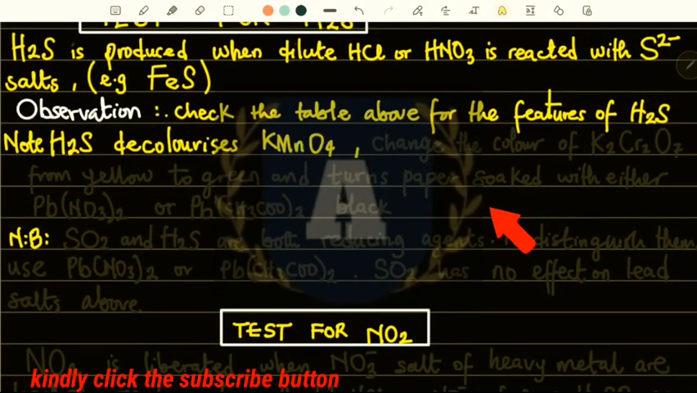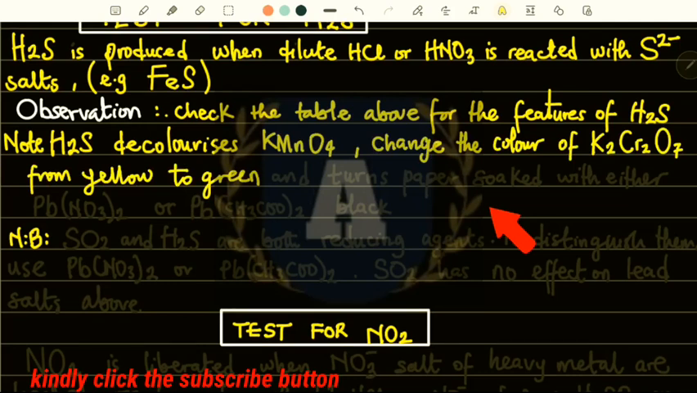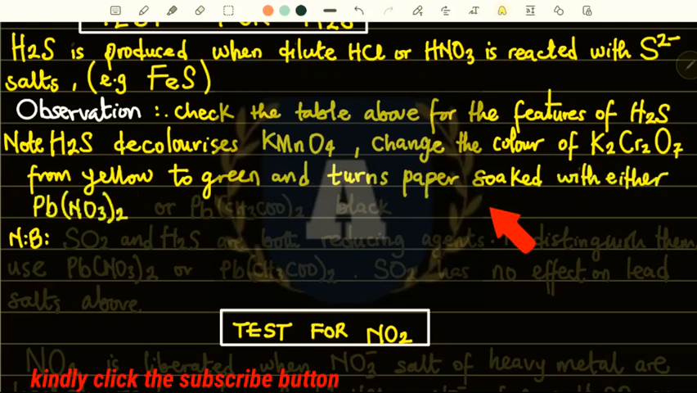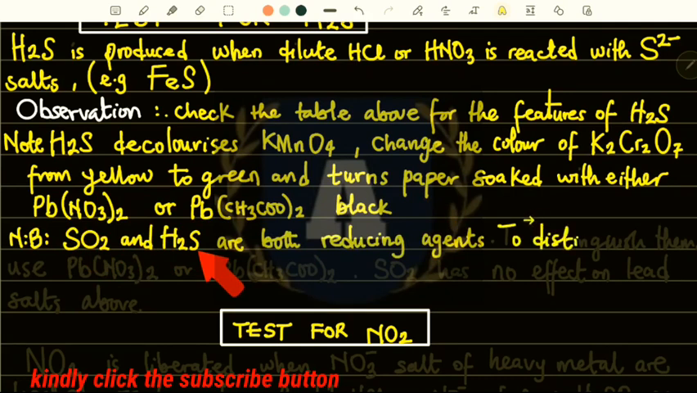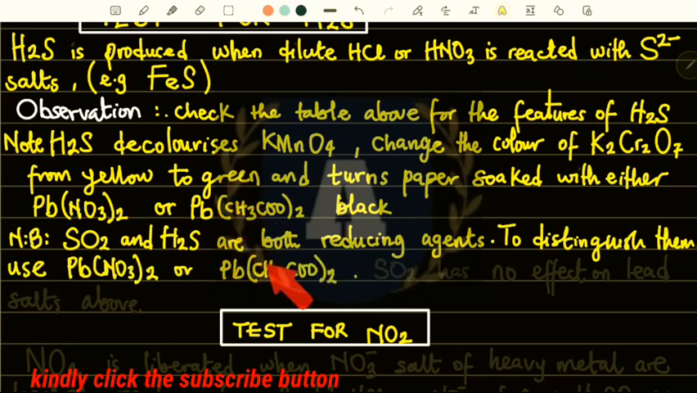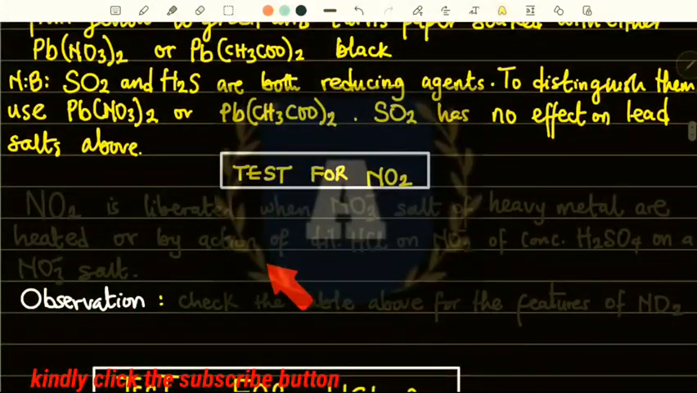Now, a further notice about hydrogen sulfide is that it decolorizes KMnO4 and changes the color of K2Cr2O7 from yellow to green, like SO2 will do, and also turns paper soaked with either lead trioxonitrate 5 or lead acetate black. Okay, it turns the paper soaked with this or this to black. So now note that to distinguish between sulfur 4 oxide and hydrogen sulfide, both of which are reducing agents, you use lead nitrate or lead acetate to distinguish between SO2 and H2S. So SO2 has no effect on lead salts, be it lead acetate or lead nitrate.